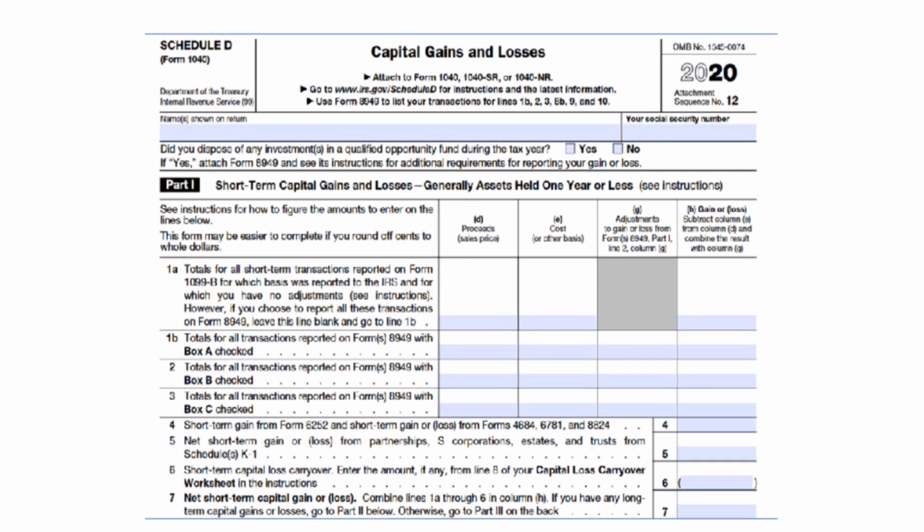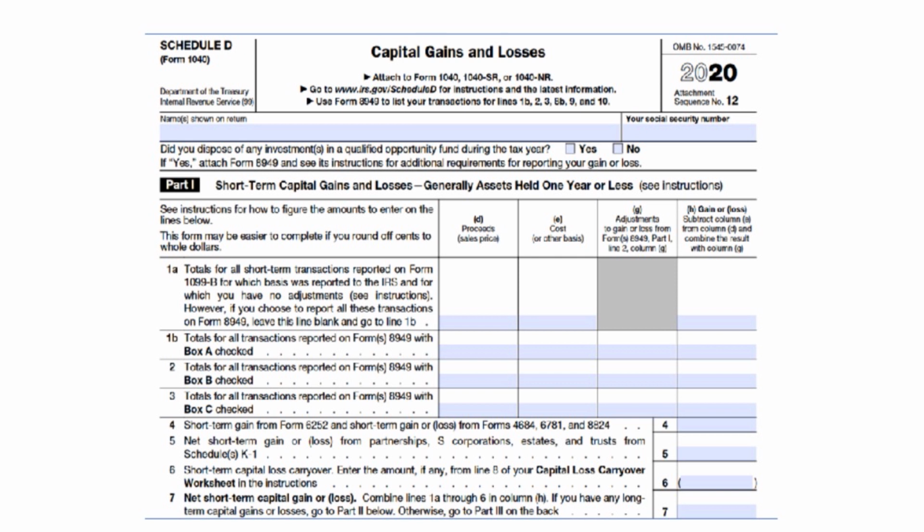I want you to look at the screen here. We have Schedule D, again, very important. At the top, you put your social and your name. In Part 1, you put the short-term capital gains and losses, which are generally assets that are held 1 year or less. On line 1A, you put the information accordingly. You put the totals in 1B. And on line 2, you have the totals for all transactions reported on Form 8949.